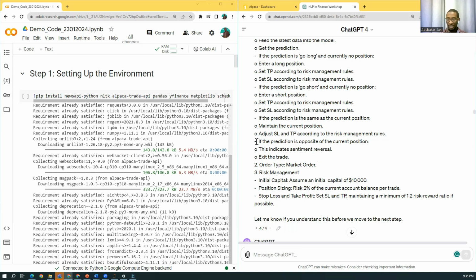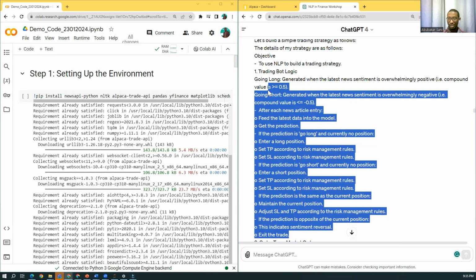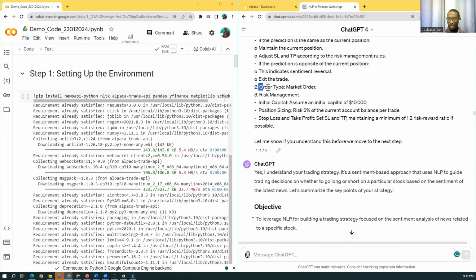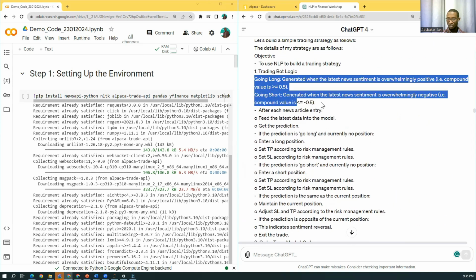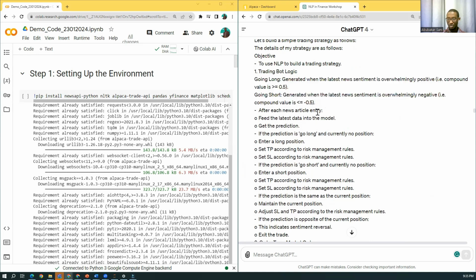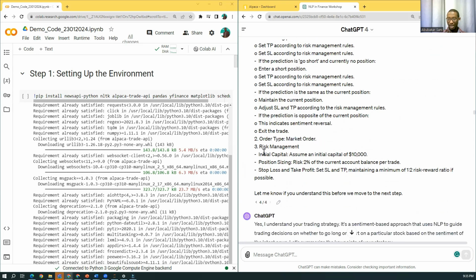That's why I'm saying just maintain the current position and adjust things accordingly. The next is the case where the prediction is opposite. So things have reversed. People are no longer happy with Apple stock. This indicates the reversal, and we are going to exit the trade. So this is my trading logic, which I discussed earlier. I told it the order type is market order. So the moment the natural language processing model gives me the signal, I'm going to buy immediately.